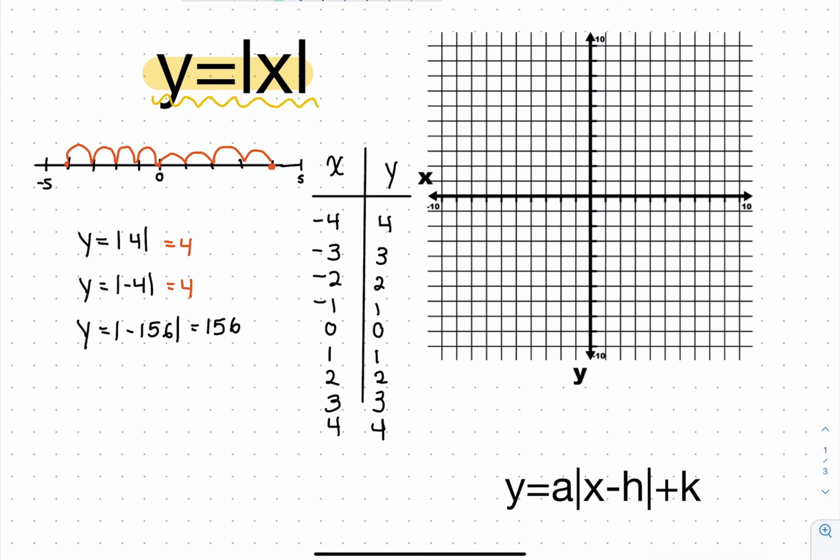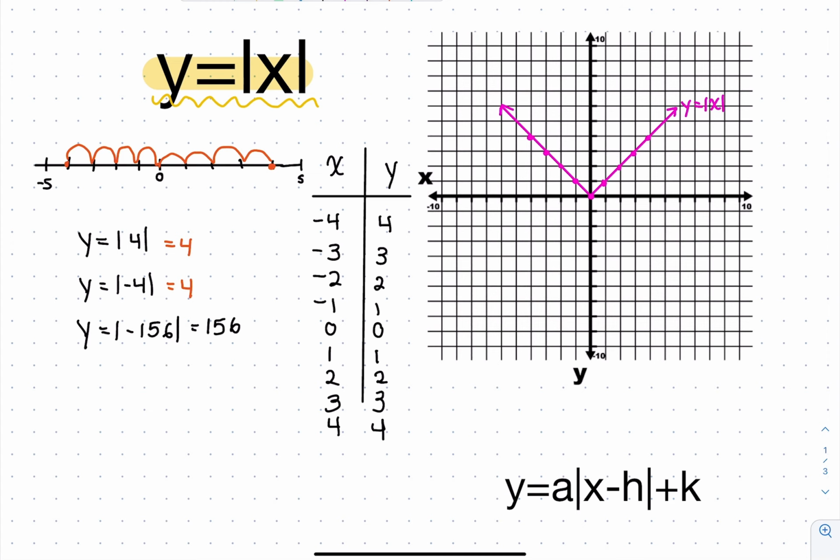Okay, so let's start off by just drawing that graph. We see we have 0, 0, and on the positive side, we have 1, 1, 2, 2, 3, 3, 4, 4. On the negative side, we have -1, 1, -2, 2, -3, 3, and -4, 4. So this is actually what the graph is going to look like. Pretty simple. So let's label this one as y equals absolute value of x.